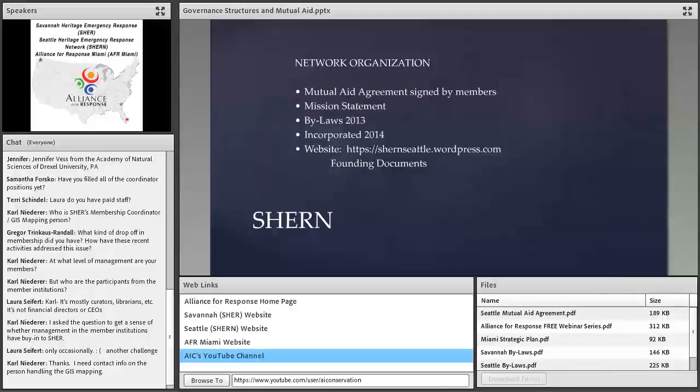We decided to incorporate as a nonprofit in Washington, and we did that in 2014. And incorporating as a nonprofit, at least in Washington State, is a fairly easy thing to do. And I've noted our website here, and all of these founding documents are listed on our website. Some parts of the website are password protected, but these documents are not.